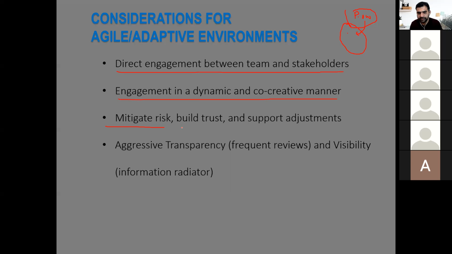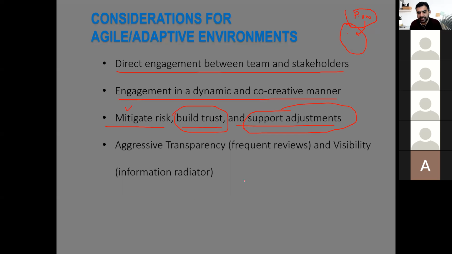Mitigate risk, build trust, and support adjustment. Support adjustment means all the changes required by the client should be catered for, and there should be a relationship of trust between the team and the customers. This can be done through frequent verification, frequent validation, and through working together. It also helps us to mitigate the risks.